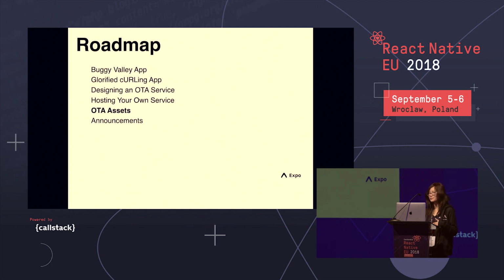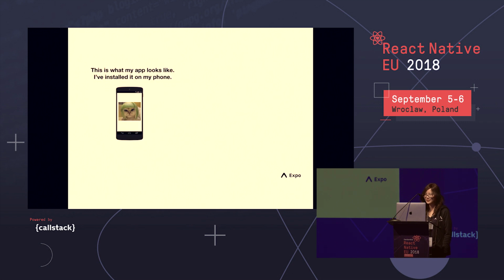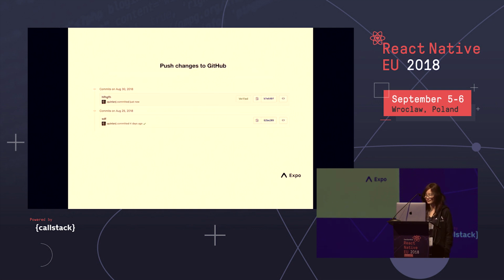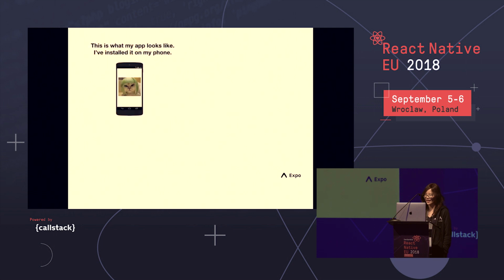Okay, so now that we've talked about how to host your own service, let's talk about how asset handling works. Say this is what my app looks like. I've installed it on my phone, and I want to make a small change to it after. Let's say I wanted to add another picture, say of a dog. All right, so what I'll do is I'll push my changes to GitHub, and then I'll go back to what I see on my phone.